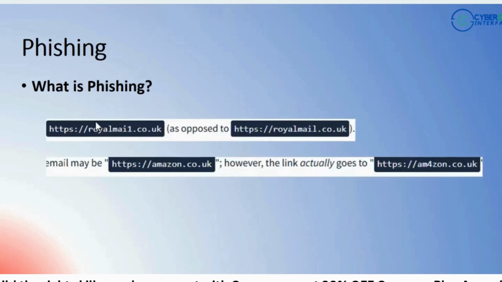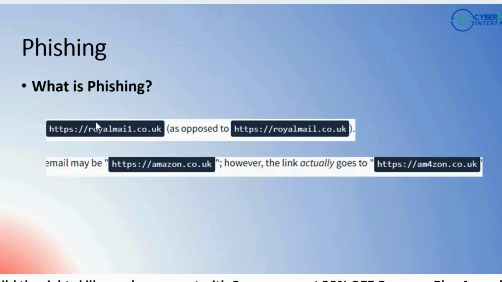So if you look at the screen, you see an example with www.https royalmail.co.uk. Instead of royalmail.co.uk, this one has royal, then the mail, and if we look at the mail here, the L is a one. Royal Mail, with a one instead of the L. These are the little things that they do.